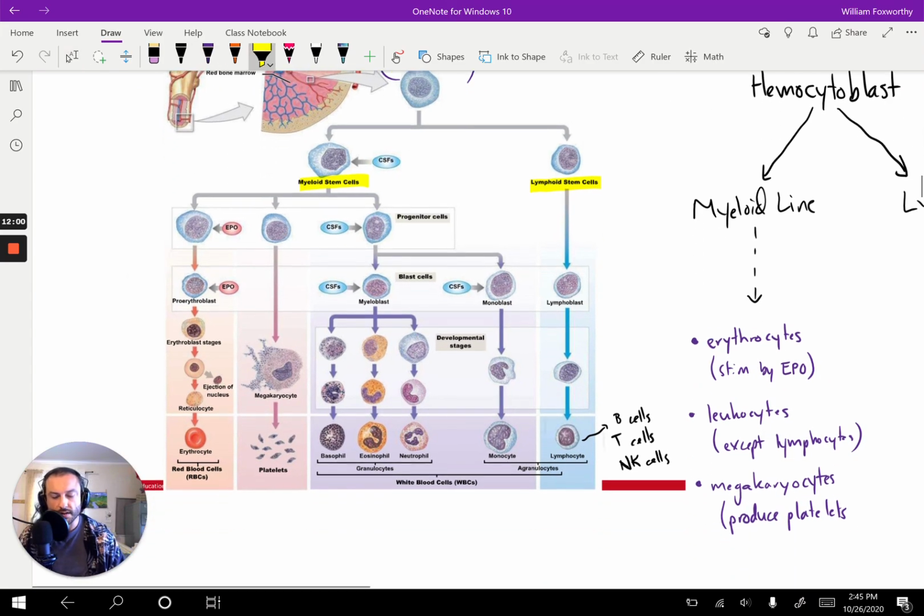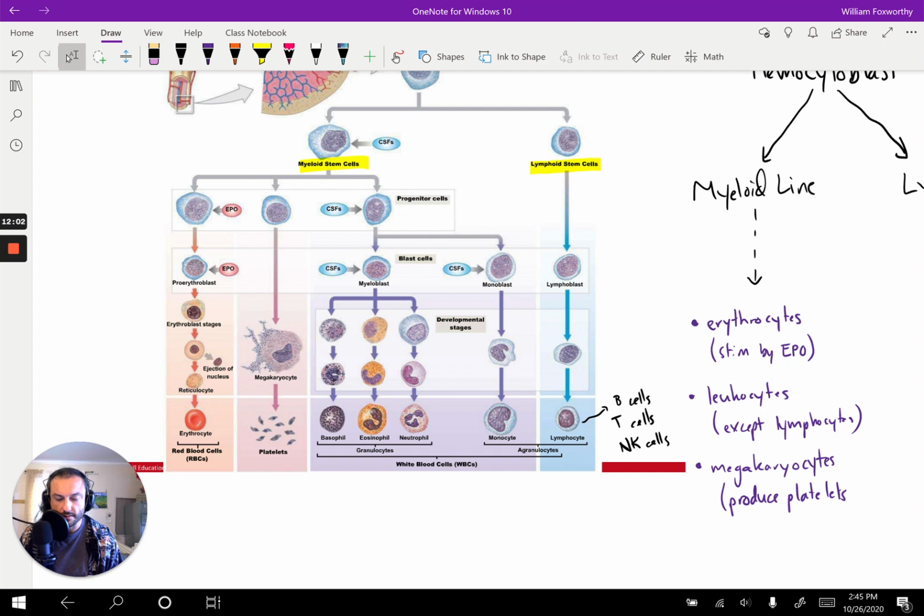Anyway, following down the myeloid stem cell line, you see that you end up with red blood cells, platelets, and then these different leukocytes here: basophils, eosinophils, neutrophils, and monocytes. Following down the lymphoid stem cell line, you end up with lymphocytes, which are B cells, T cells, and NK cells.